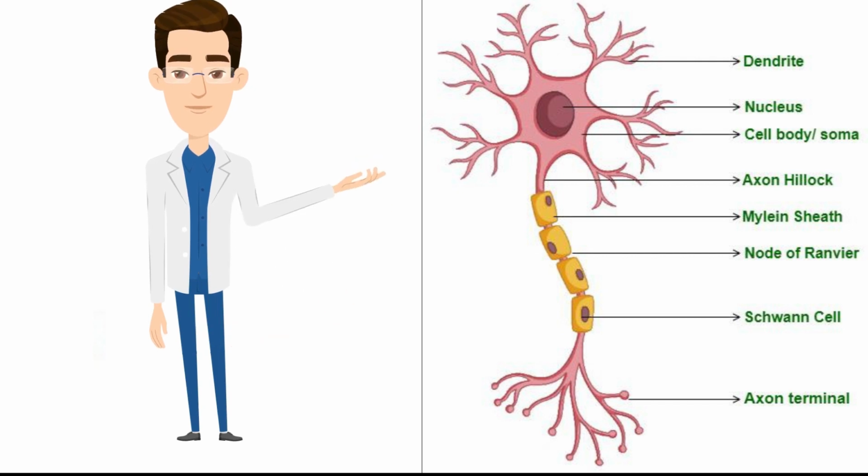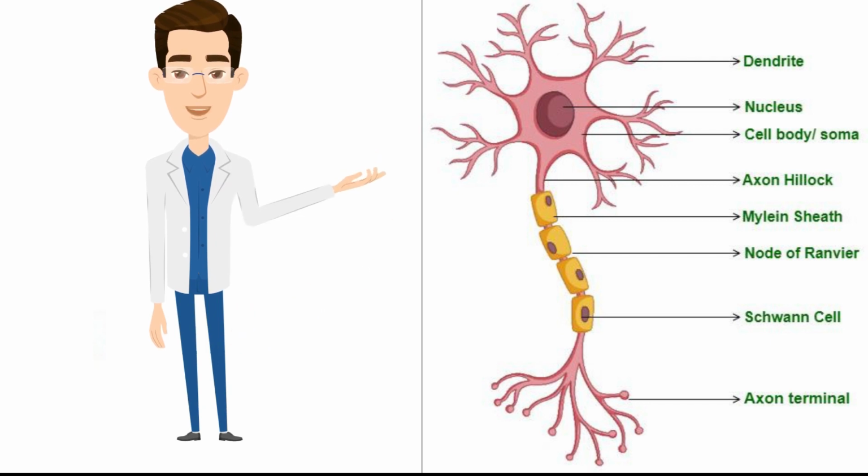Axon: a long, thin fiber extending away from the cell body. The axon transmits the electrical signal from the cell body to other neurons or muscles. You can think of this as the neuron's voice.